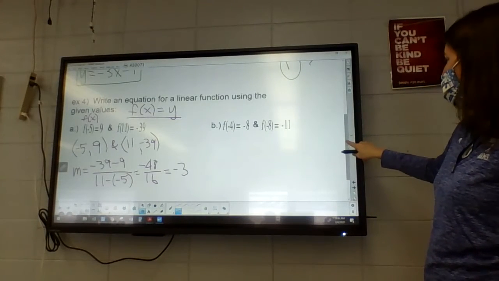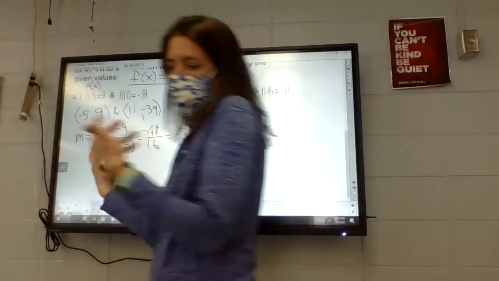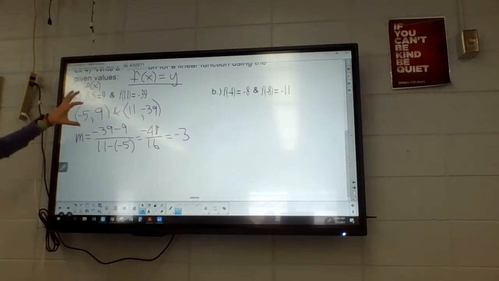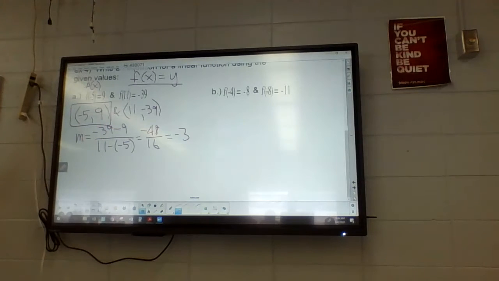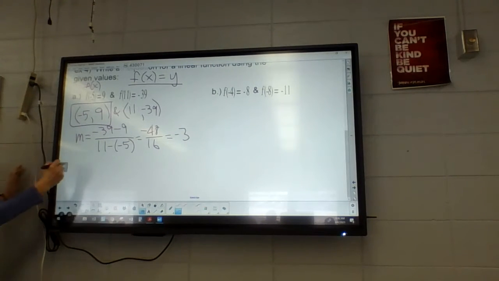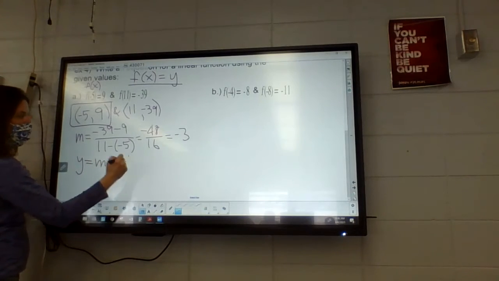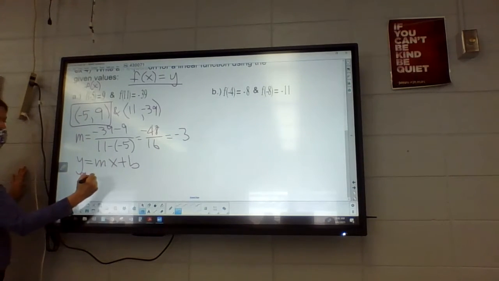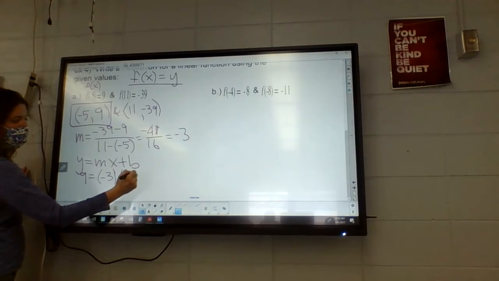All right. So negative 3 is our slope. And then again, we have a point already. So we can take that point and take that m and put them together to find our equation. So y equals mx plus b. I know y is 9. M is negative 3. X is negative 5.